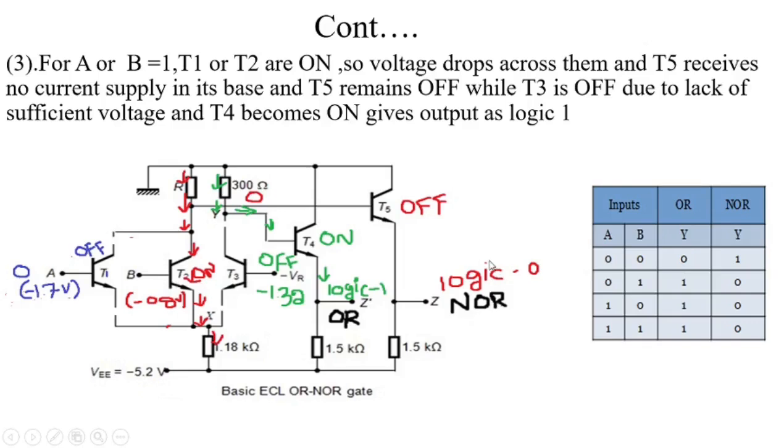So in this way, with the help of emitter coupled logic, we realize the OR/NOR gate.